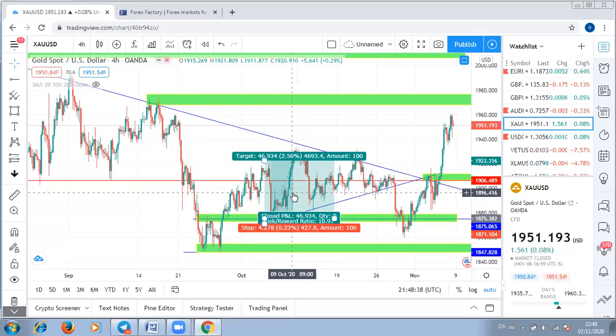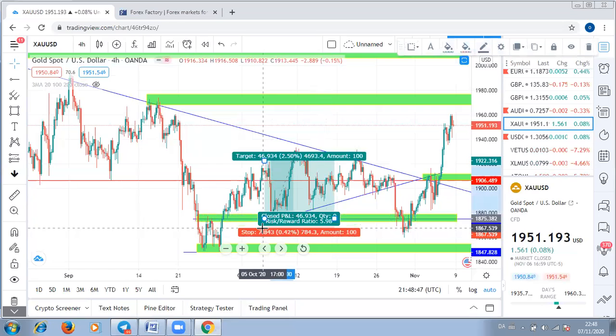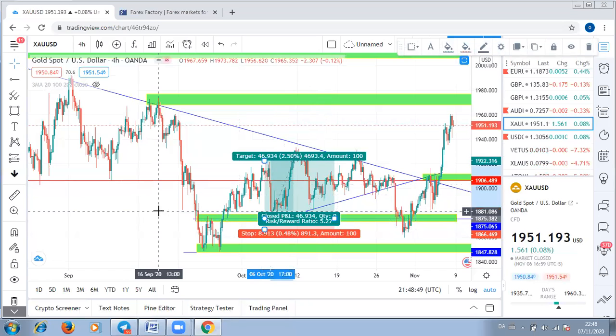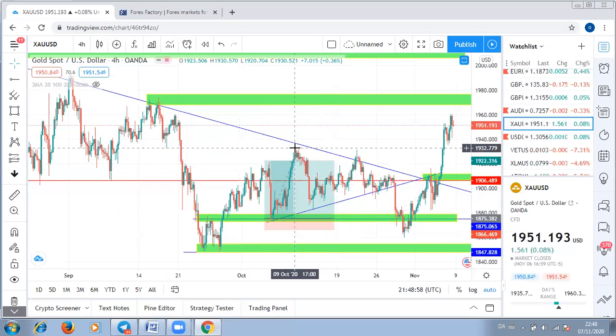So one thing is that gold is quite risky to trade. And you look at the risk to reward, 10.97 risk to reward ratio. That means you're risking so little for a very large amount. That's how forex works. You risk a little for a large amount.